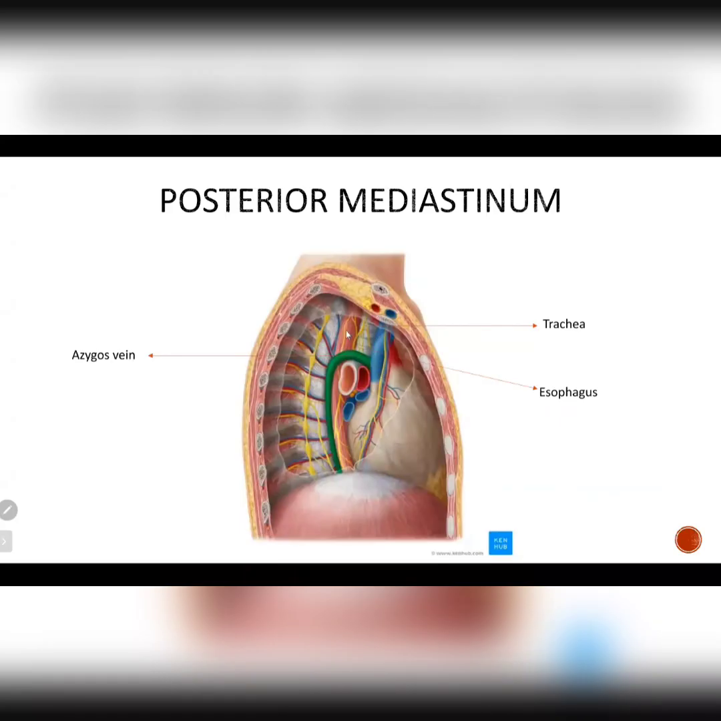Now finally, two more structures in posterior mediastinum are the windpipe and the food pipe that you know, the trachea and the esophagus. The trachea comes anteriorly and the esophagus comes posteriorly. I'm telling you all these relations because just like these structures are present in the mediastinum, in the same order, there will be an imprint on the right lung.